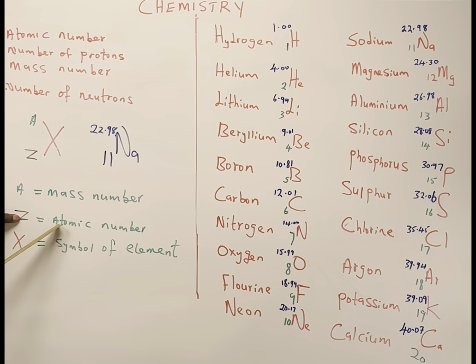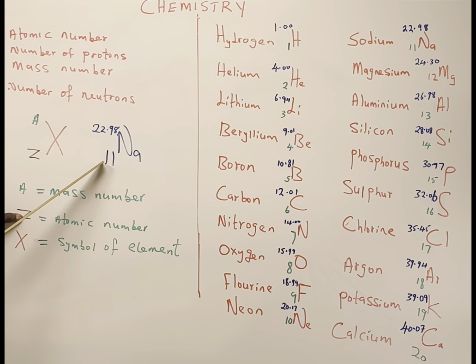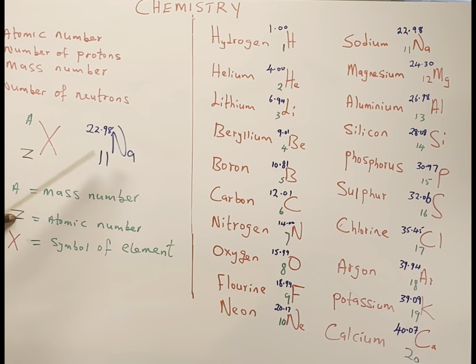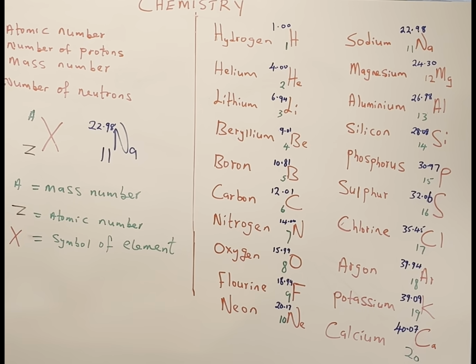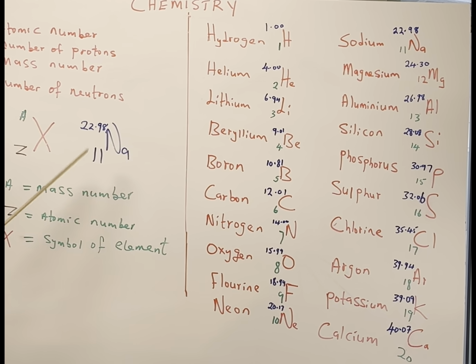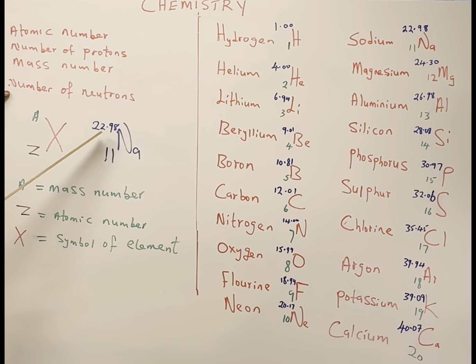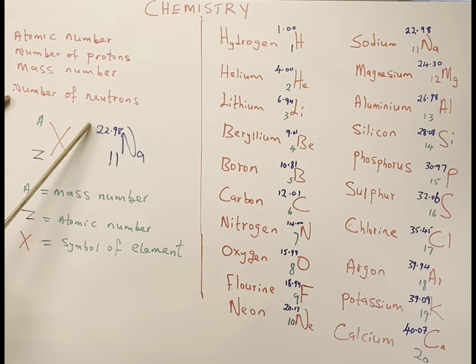Now, what is the atomic number of sodium? The atomic number of sodium is 11. What is the number of protons of sodium? The number of protons of sodium is 11. Now, how do we identify the number of neutrons? For you to get the number of neutrons of sodium, you simply subtract 11 from 22.98. That gives you the number of neutrons.